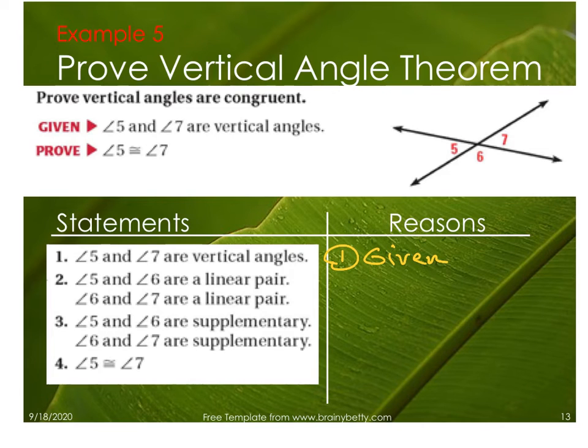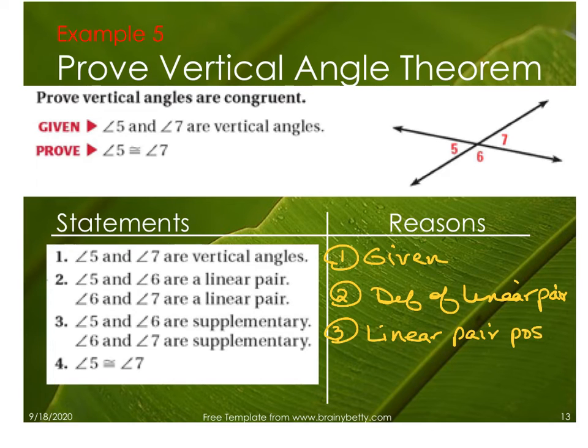All right, so then the next one says that 5 and 6 are a linear pair and 6 and 7 are a linear pair. And this tells me this is the definition of a linear pair. Now, when it talks about the linear pair being supplements, that is the linear pair postulate. So know the difference. And then lastly, we can use our congruent supplement theorem because both 5 and 7 are both supplementary to angle 6.